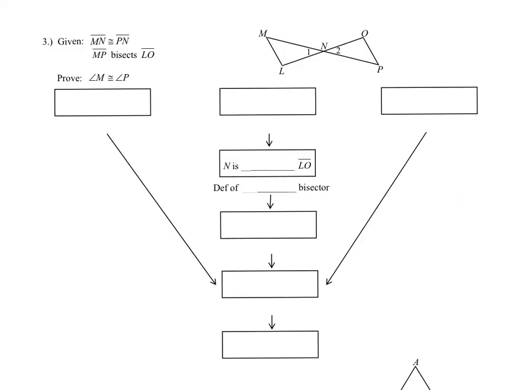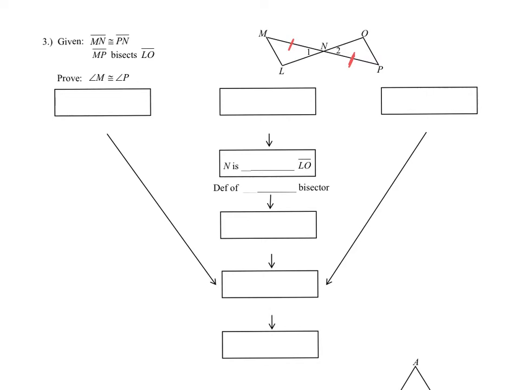In flowchart number 3, notice that again, our proof statement is that we're going to get 2 parts congruent. We're going to get this angle M congruent to this angle P. So the way we'll do it is to show that angle M and angle P are corresponding parts of congruent triangles. So let's see how we can get the 2 triangles congruent. Well, first of all, we are given that segment MN is congruent to segment NP. We're also given that MP bisects LO.